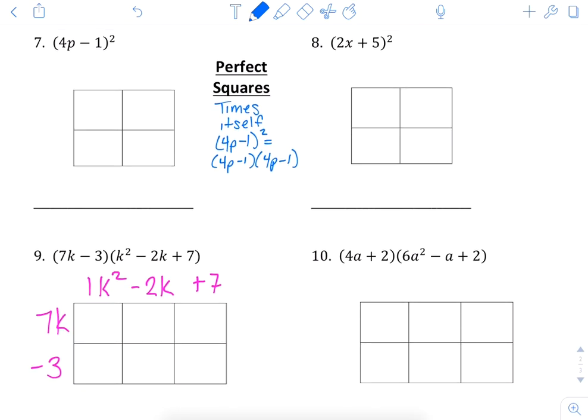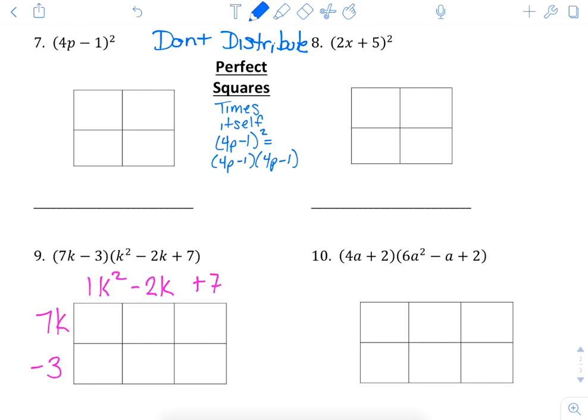All right. For problems number 7 and 8, we're talking about perfect squares. They're going to have this little exponent on the outside. This is not when you distribute it. Let me make that note. Don't distribute. We're not going to distribute.